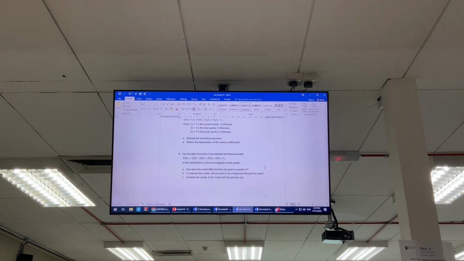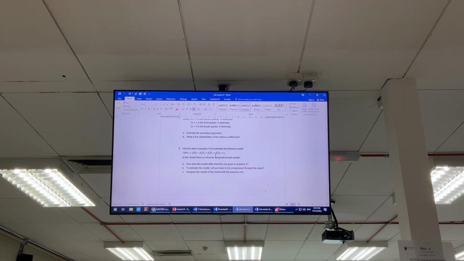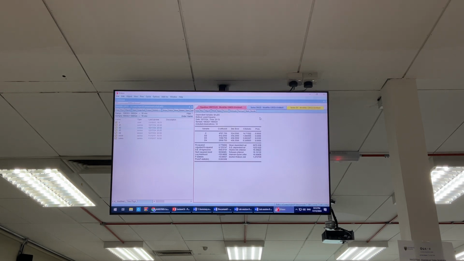Question number 6. You use the same data, but now you include dummies for all categories. Meaning that you can include dummies for all categories, but you have to remove the common intercept beta 0.